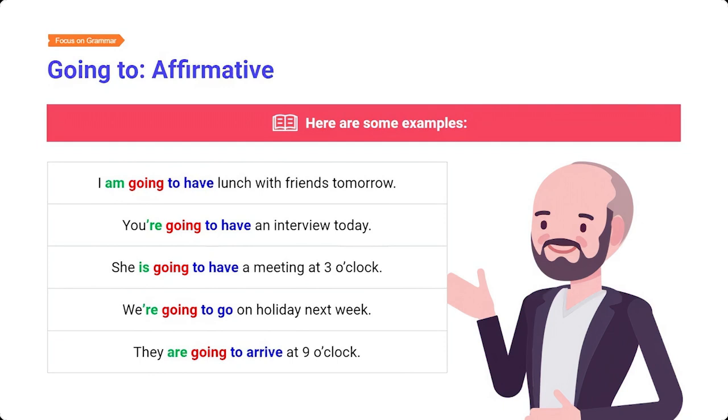Here are some examples. I am going to have lunch with friends tomorrow. You're going to have an interview today. She is going to have a meeting at 3 o'clock. We're going to go on holiday next week. They are going to arrive at 9 o'clock.